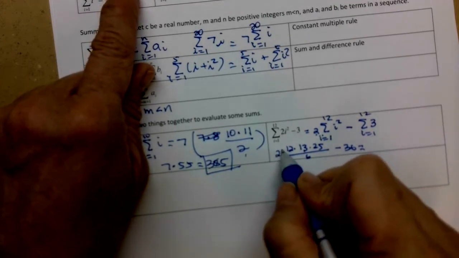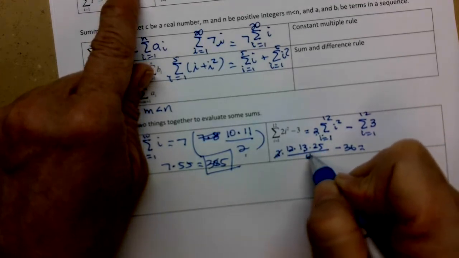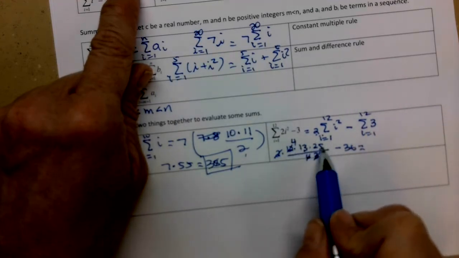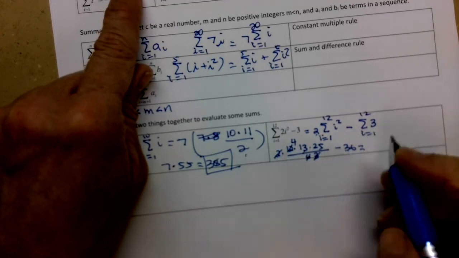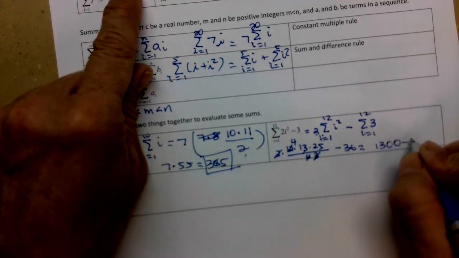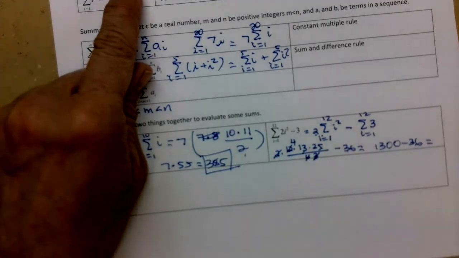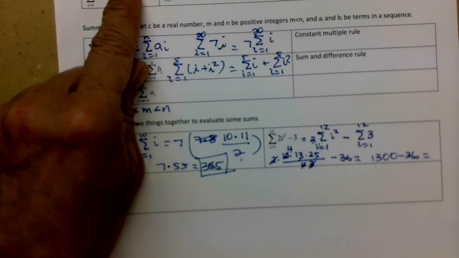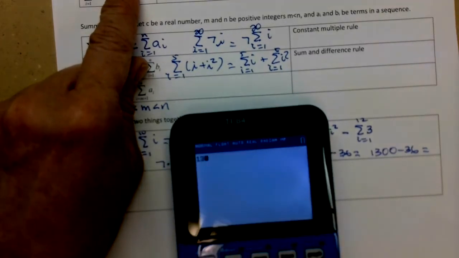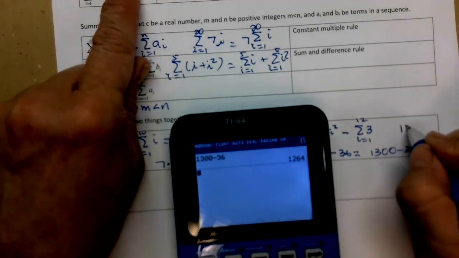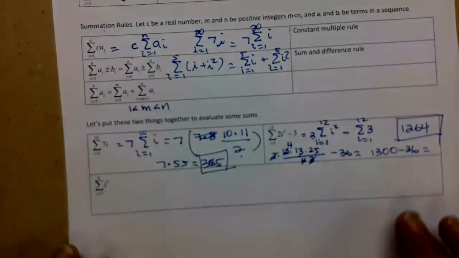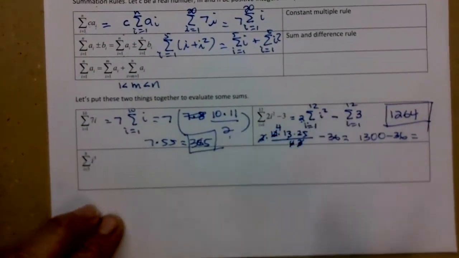What do I get? Take the 2 from the 6, get the 3, take the 3 into the 12, get a 4. I get 100. I get 1,300 minus 36. You guys check my math. I did that one in my head, but I'm going to let my calculator subtract for me. And I get 1,300 minus 36. I'm not sure if that shows up. I know calculator and my camera don't always get along. So 1264 is what I got. I'm willing to be wrong on that, but I think this looks pretty good.